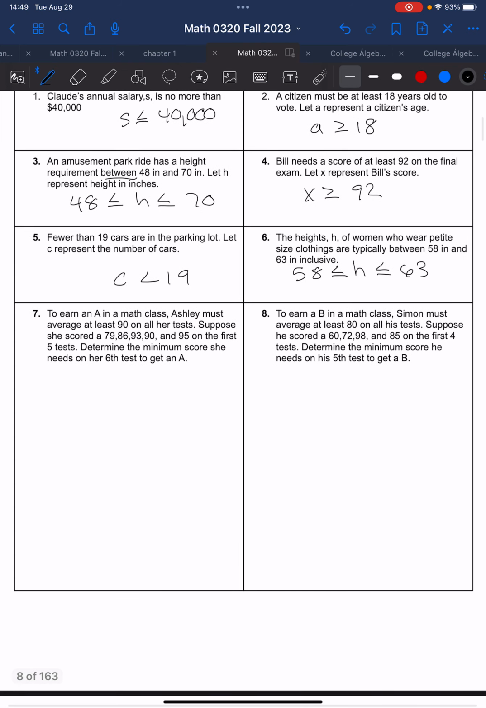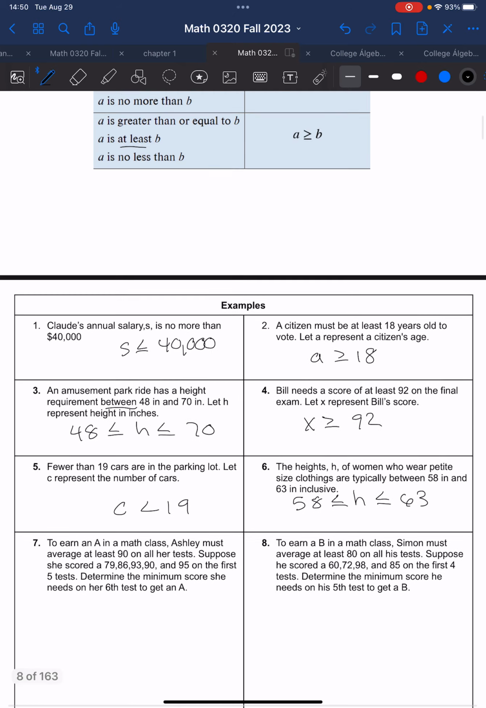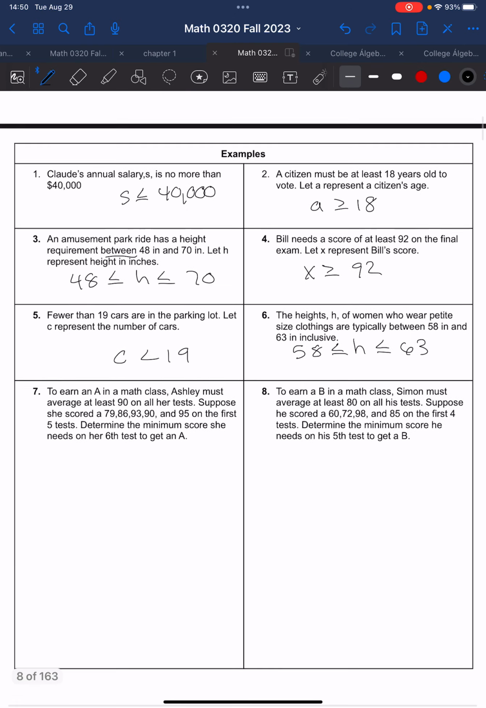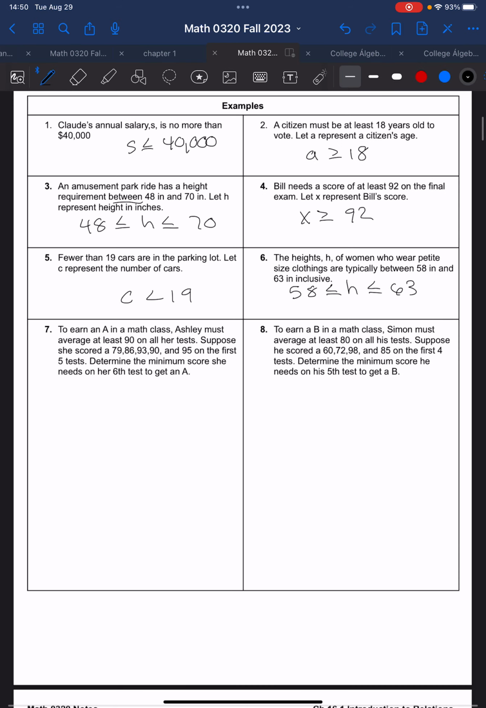In the last 2 examples, not only are we setting up the problem, we're going to have to solve. So looking at number 7, it says to earn an A in math class, Ashley must average at least 90 on all her tests. So average at least. Remember, at least means greater than or equal to. So let's label her tests greater than or equal to 90. Suppose she scored a 79, an 86, a 93, a 90, and a 95 on her first 5 tests. What is the minimum score she needs on her 6th test to get an A?